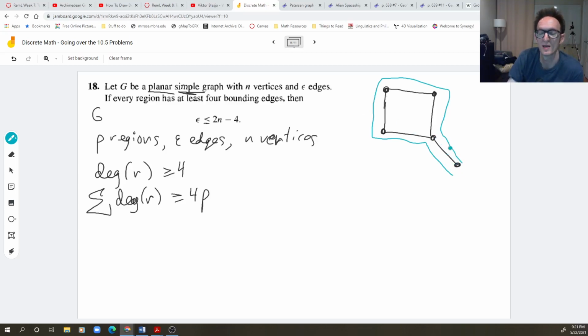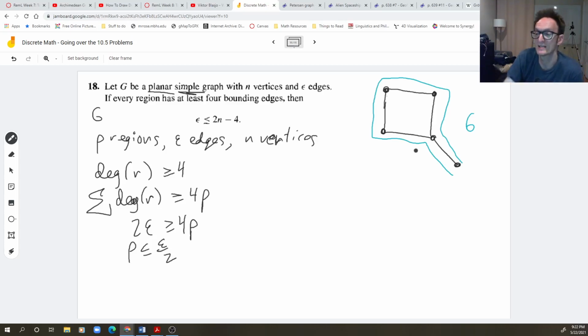To count that twice, which is to say the degree of this outer region in this graph that I've just shown you would be 6. I think this is the way that makes sense: you start at a point and walk along until you get back to that point again. How many edges do you cross? Answer: 6 here. So the point is that the handshake holds here, that the sum of the degrees of all the regions is, in fact, twice the number of edges. And therefore, dividing both sides by 4, I get that rho is less than or equal to epsilon over 2.